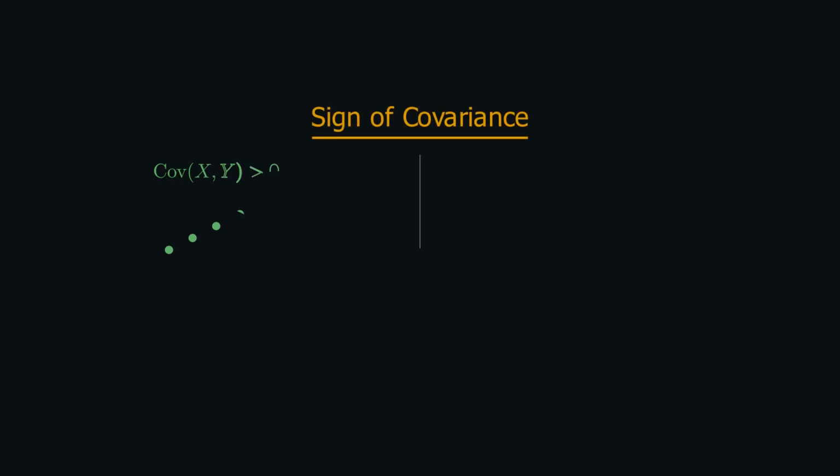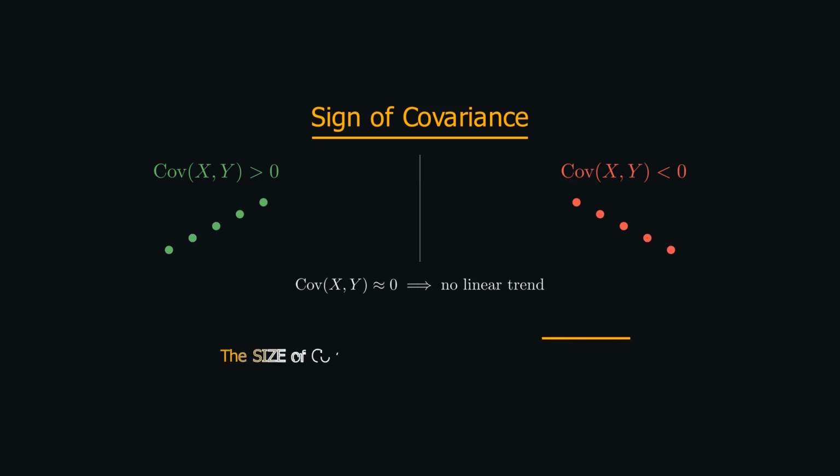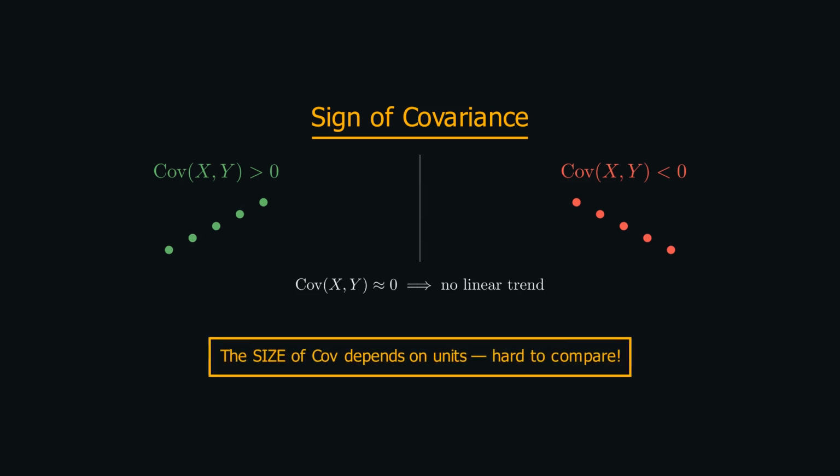The sign of covariance tells us the direction. A positive covariance means both variables tend to rise together. A negative covariance means one rises while the other falls. A covariance near zero means there is little or no linear relationship. The sign is useful, but the number itself is hard to interpret because it depends on the units of measurement.